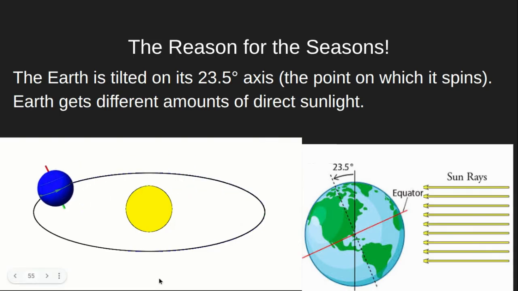So even though we're heading in different directions in terms of getting colder or getting warmer, it's going to be roughly similar types of temperatures that we're going to get in the northern and southern hemisphere during these two times over here, depending on the types of latitudes that we're at.